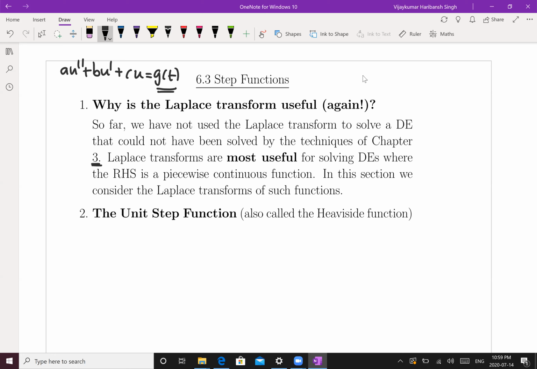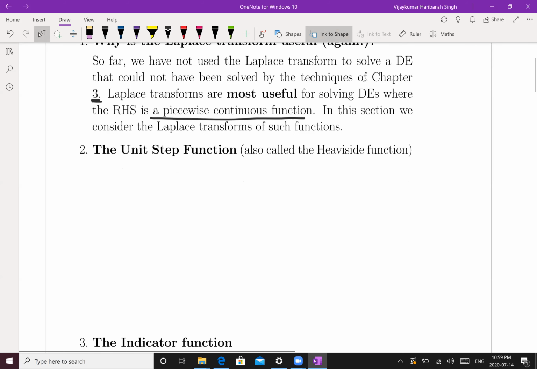However, Laplace transforms are most useful for solving differential equations where the right hand side is a piecewise continuous function. So in this section, we'll consider the Laplace transform of such functions. For that, we'll define a few functions.